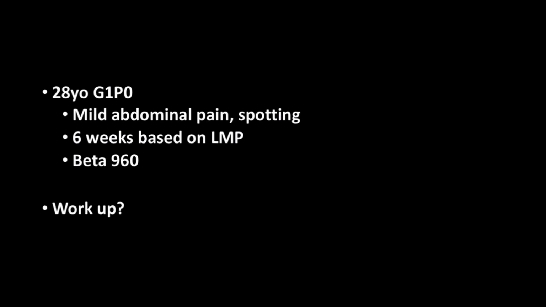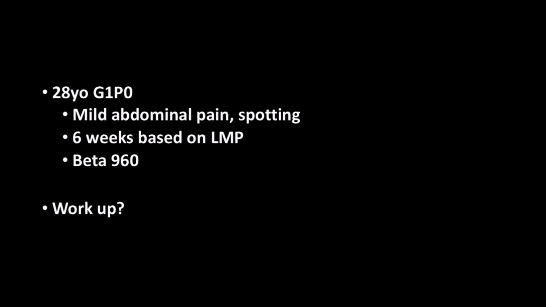I wanted to provide a case example because this is a presentation we all commonly encounter, yet management varies. You encounter a 28-year-old female presenting because of lower abdominal pain and spotting who reports a positive home pregnancy test. Triage obtains labs and her beta is 960. What do you do for this patient?